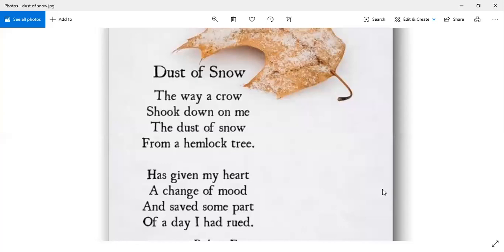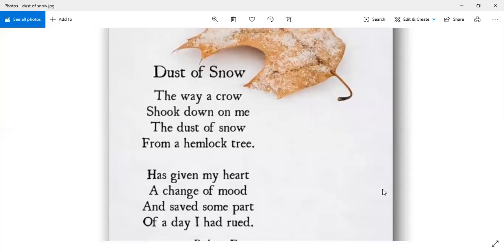Now the second stanza: has given my heart a change of mood. That suddenly falling of the snowflakes has given me a change of mood. My mood suddenly changed from a state of despair to a state of hopefulness, a lot of positivity, a lot of optimism, and saved some part of a day I had ruined. The maximum part of the day he had already spoiled because he was sad and gloomy enough. But now, because of this small incident, a very insignificant, very trivial incident, there was a total transformation in his mind and spirits.